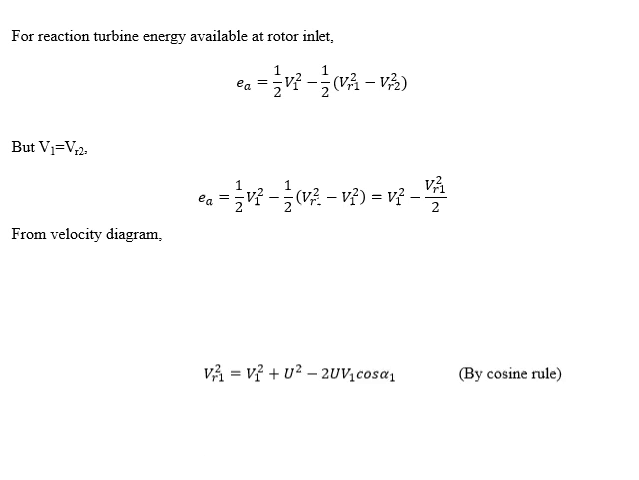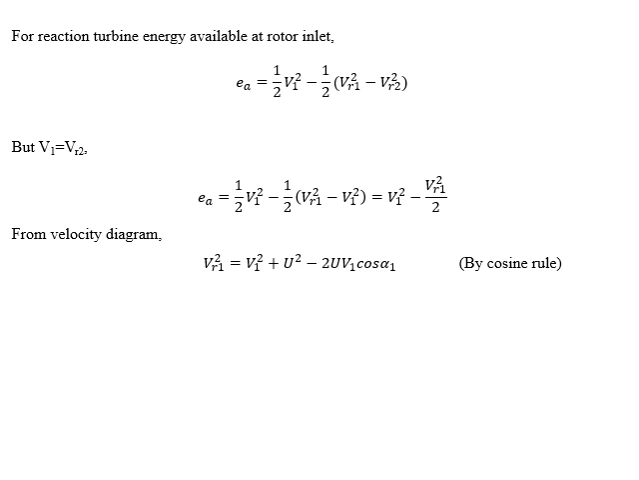From the velocity diagram, VR1 square is equal to V1 square plus U square minus 2 U V1 cos alpha 1. This expression is obtained according to the cosine rule. Then the energy available at the rotor inlet is equal to V1 square minus half (V1 square plus U square minus 2 U V1 cos alpha 1).